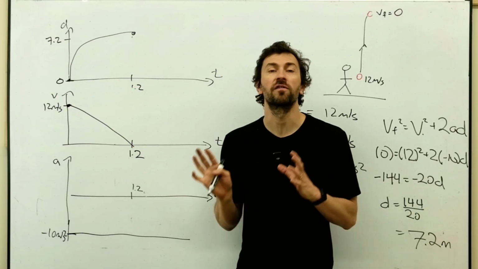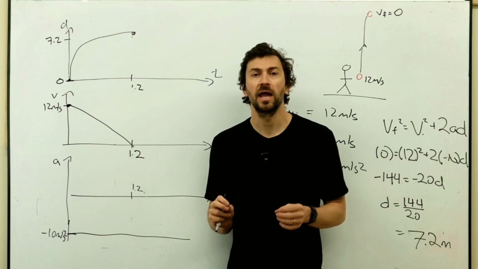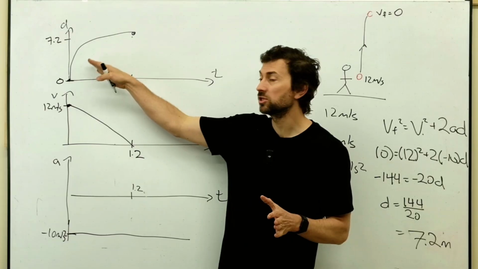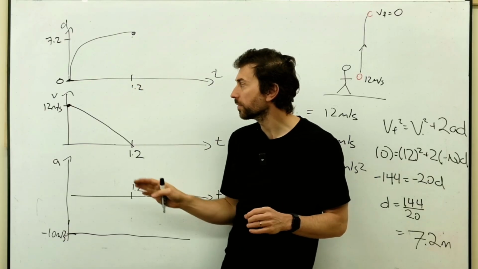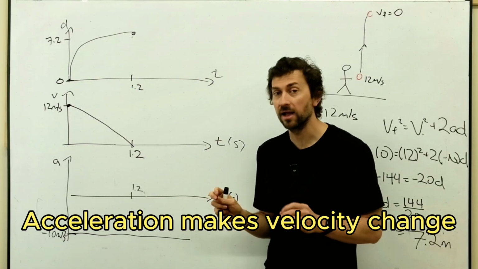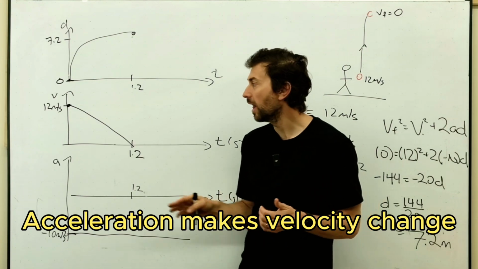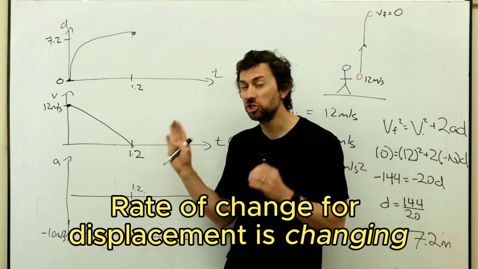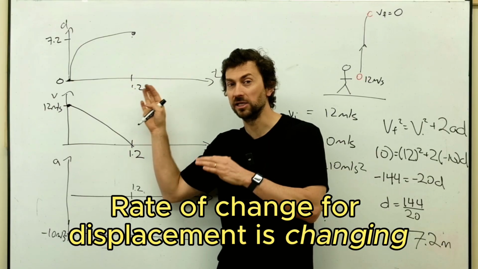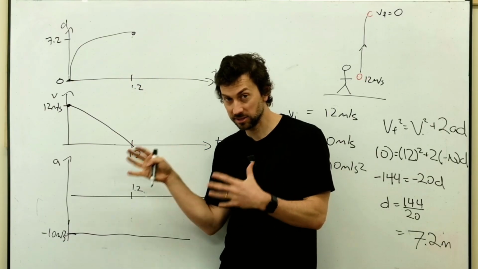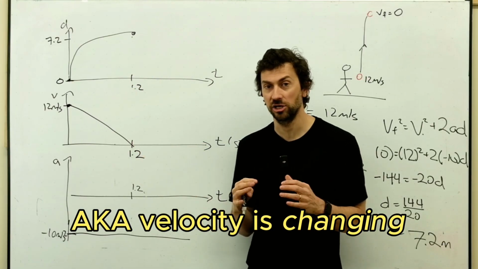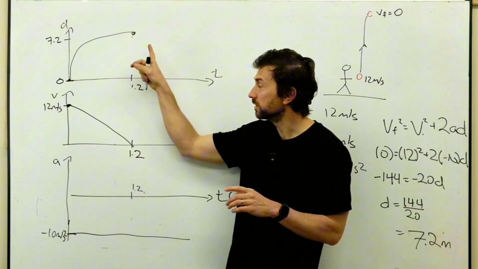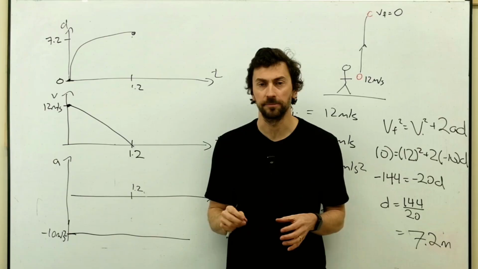This is the effect of acceleration. Acceleration is acting on the ball, and it's making the distance change. Or to say it another way, acceleration is acting on the ball, and it's making the velocity change. The rate of change of displacement is changing. That is to say, the velocity is changing over time. And what ends up happening is a curviness in the displacement.